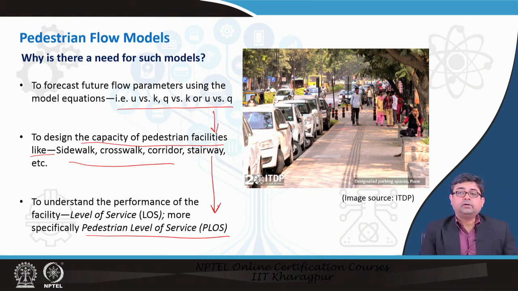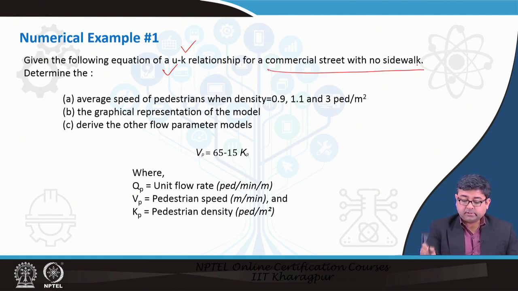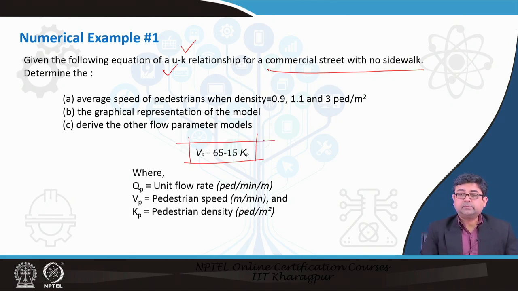Hence, it is very important that you know about these models. Now, quickly again let us take you through an example of this model and how to solve it. Given is a speed and density relationship along a commercial street with no sidewalk. They have no sidewalk facility, but we have observed that the people that are walking can be modeled using this relationship.